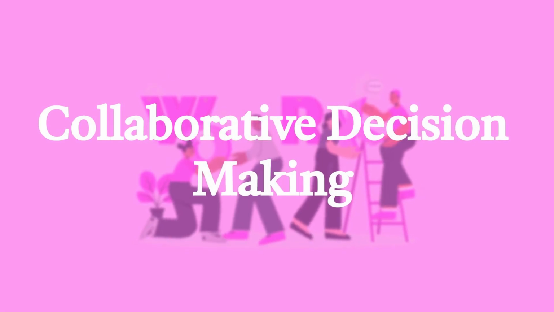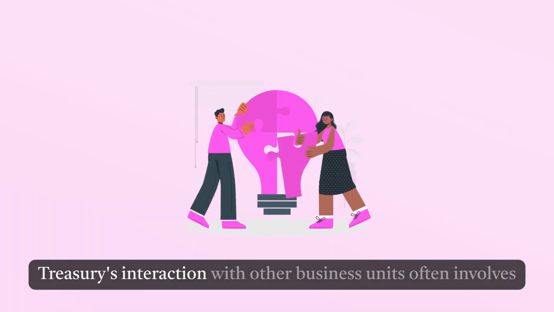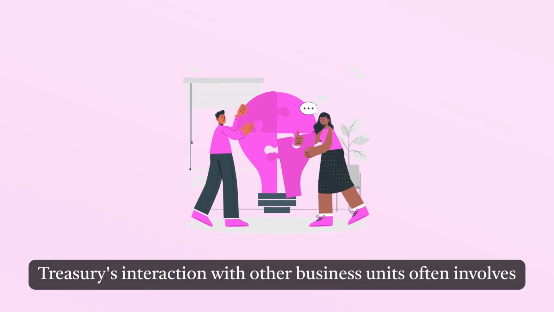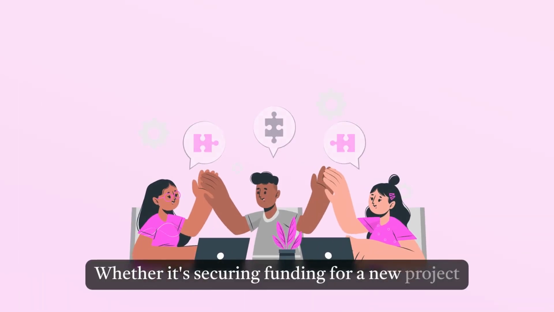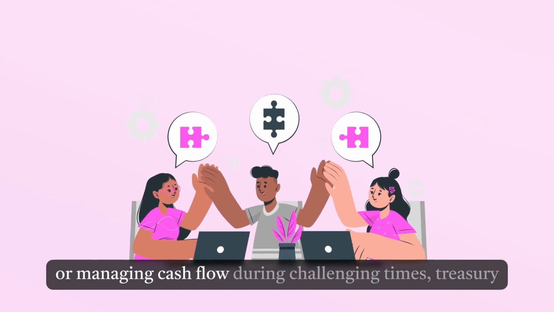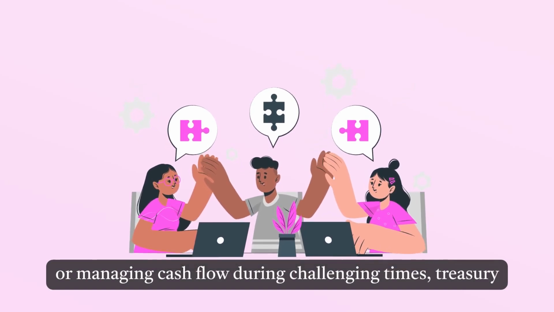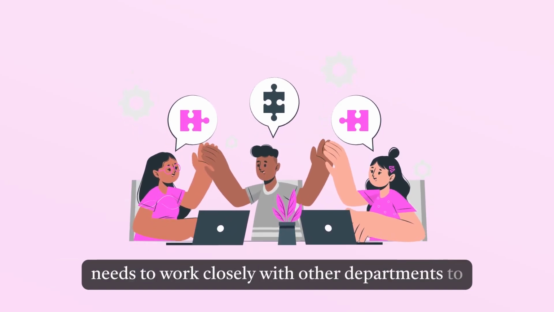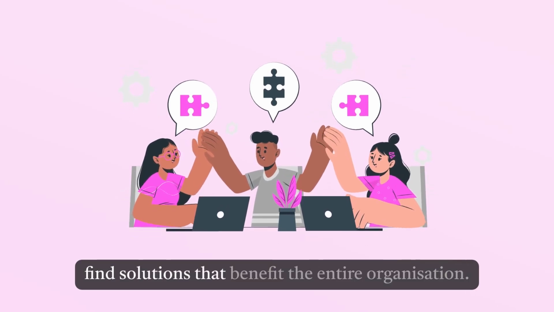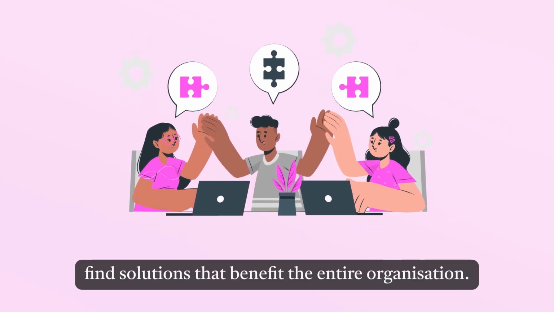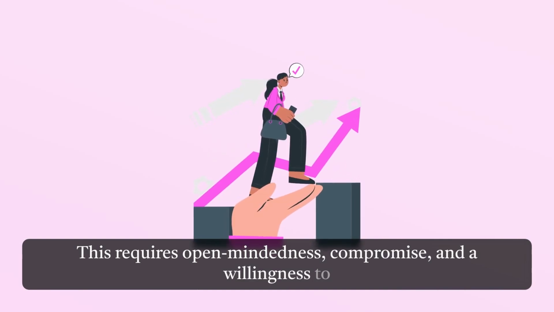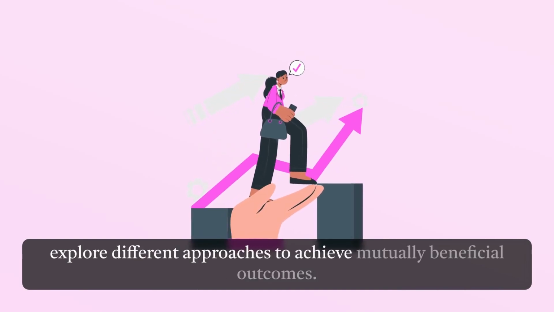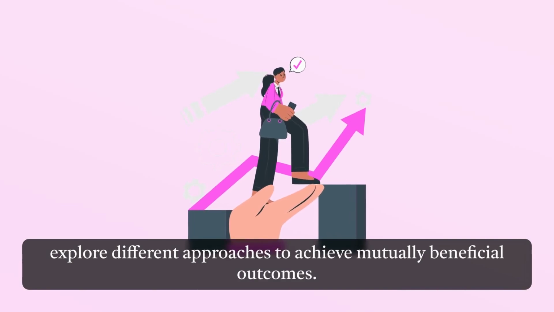Collaborative decision-making. Treasury's interaction with other business units often involves making collaborative decisions. Whether it's securing funding for a new project or managing cash flow during challenging times, Treasury needs to work closely with other departments to find solutions that benefit the entire organization. This requires open-mindedness, compromise, and a willingness to explore different approaches to achieve mutually beneficial outcomes.